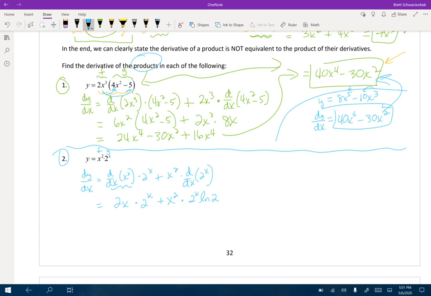So, in a sense, if you look at any of these quantities in this scenario, there's nothing that actually can be combined. So technically, the answer is 2x 2 to the x plus x squared 2 to the x natural log of 2. So no different than what you see up here, right?